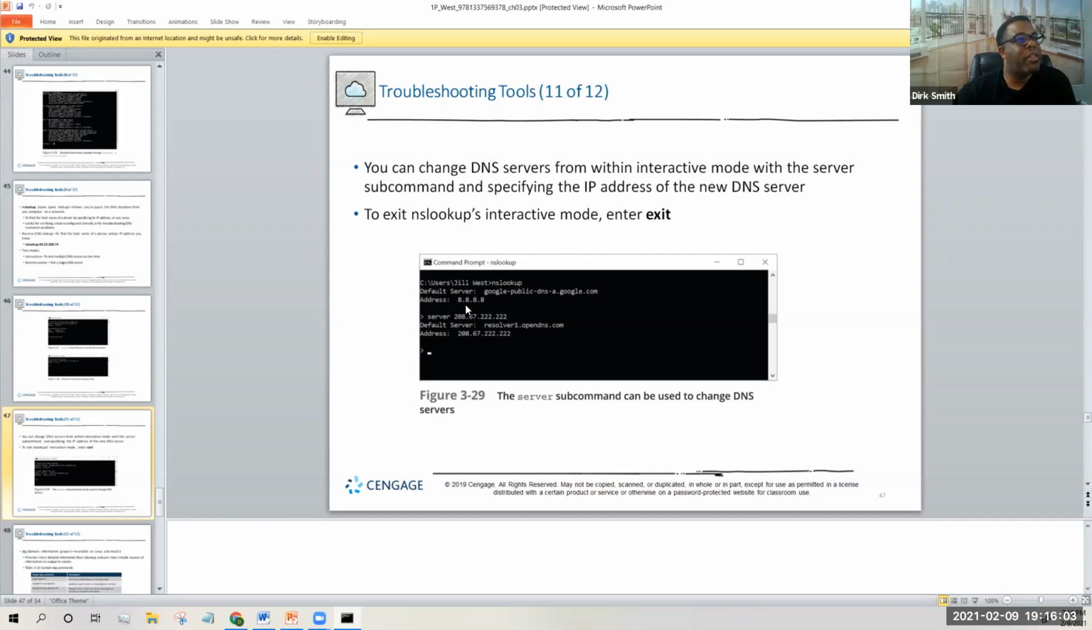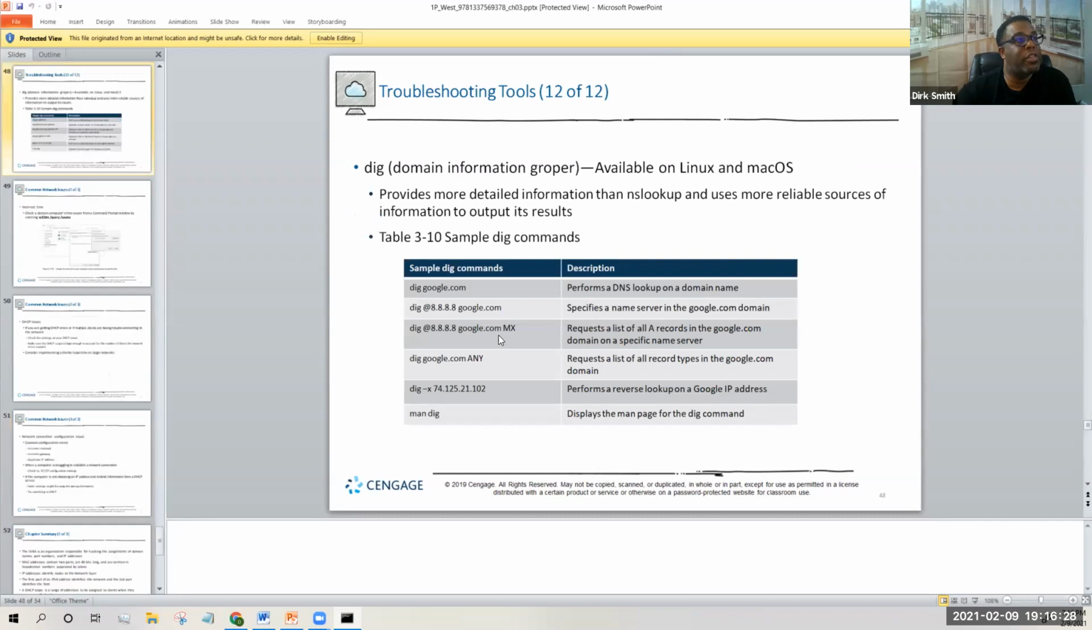But here, this is what they were doing before, and it resolved the name here. The server subcommand can be used to change the DNS server. So if you want to change the DNS server from here, and put a different address in there, I've never had to do this. These are full-time network admins. They're doing this. Well, that's probably in their early configuration stages, but I've never had to do this.